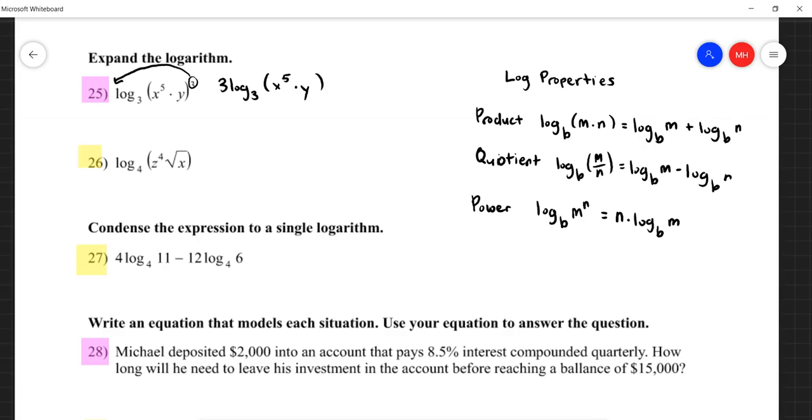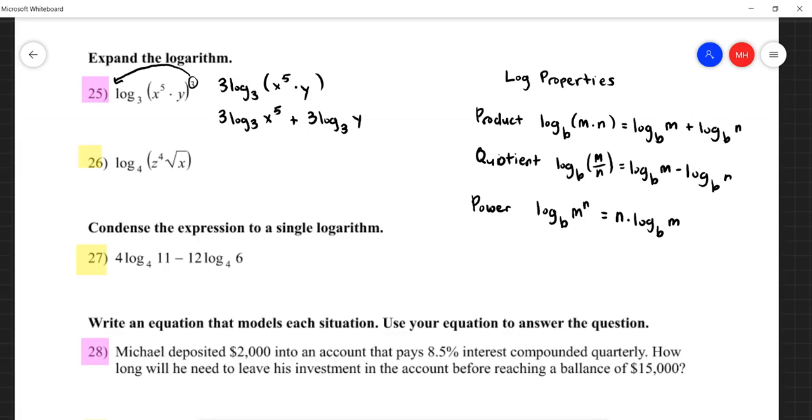The next thing that we can see is multiplication. So with multiplication, that turns into addition. So 3 log base 3 of x to the 5th plus, and this 3 is going to both things. Originally it was 3 times log base 3 of my two things being multiplied, so I give it to both of the additions. So plus 3 log base 3 of y.